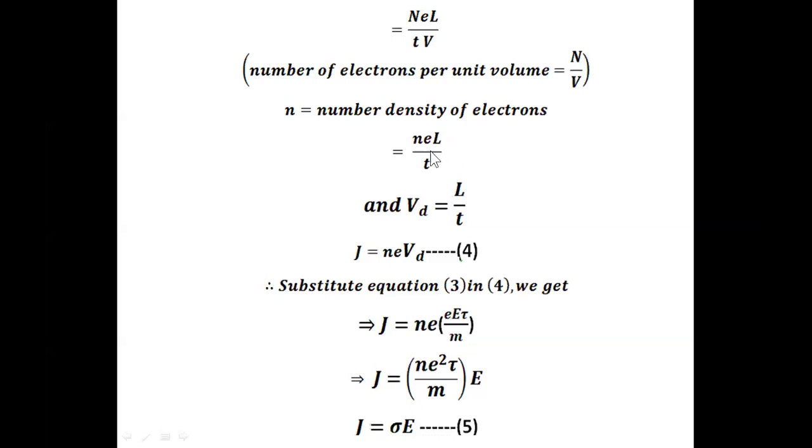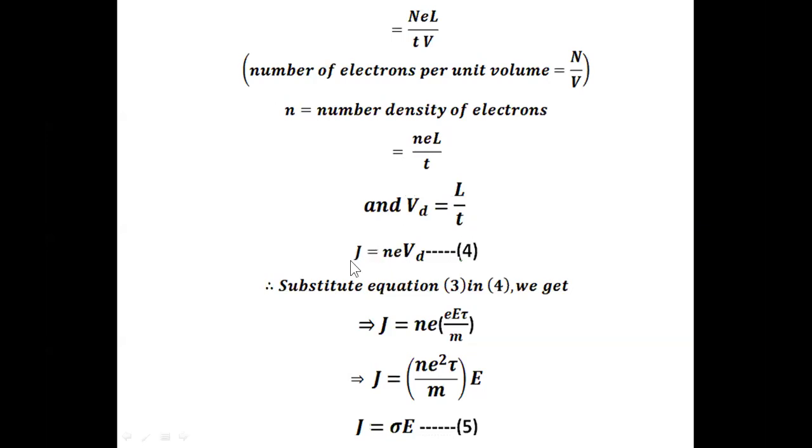And here you can see again L by T. L means length, T means time. So this represents velocity. We are talking about the behavior of an electron in the presence of an electric field. So the velocity I am representing is the drift velocity. Now L by T represents here the drift velocity.